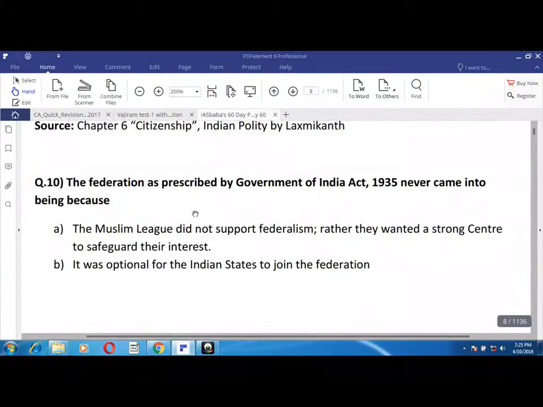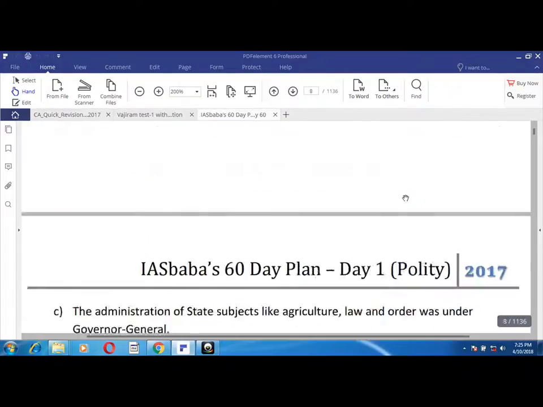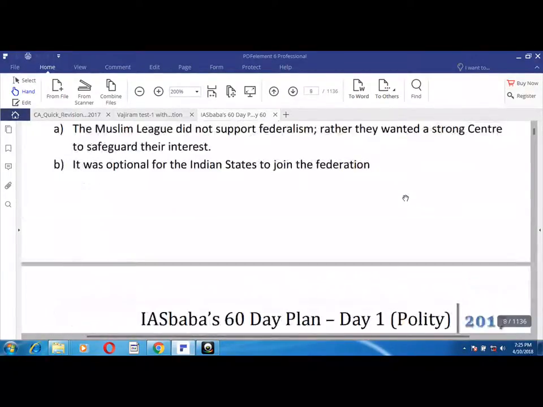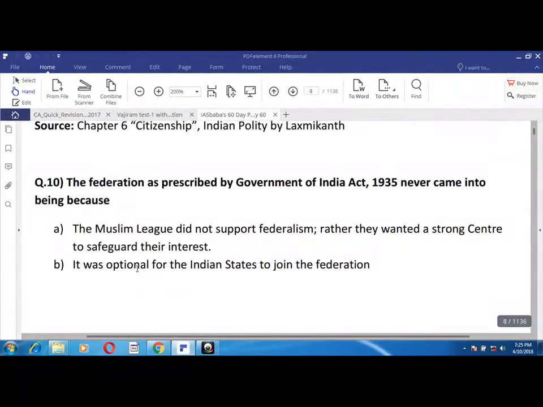The Federation, as prescribed by the Government of India Act 1935, never came into being because, the answer is B, it was optional for the Indian states to join the federation.